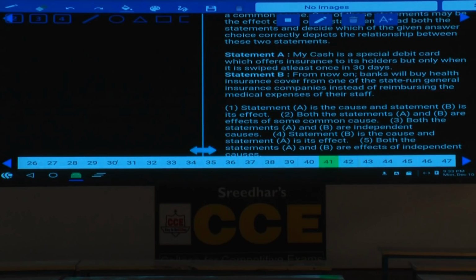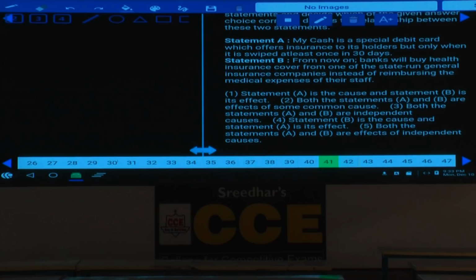Then question number 41. Now, in this question number 41, My Cash is a special debit card which offers insurance to its holders, but only when it is swiped at least once in 30 days. Now, it is just an instance given, isn't it? It is an instance which is not followed by any effect. Hence, this is the cause. This is just an incidence.